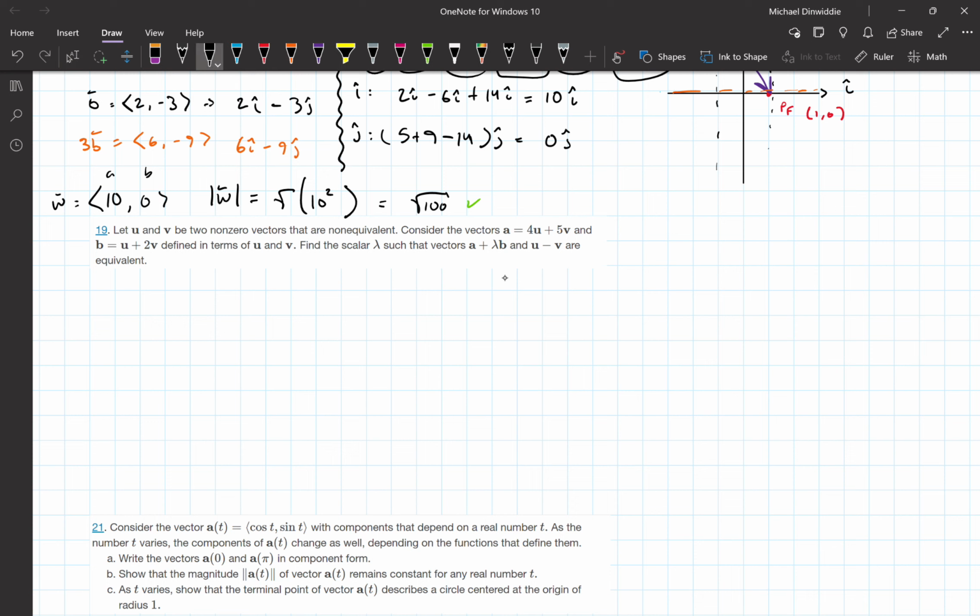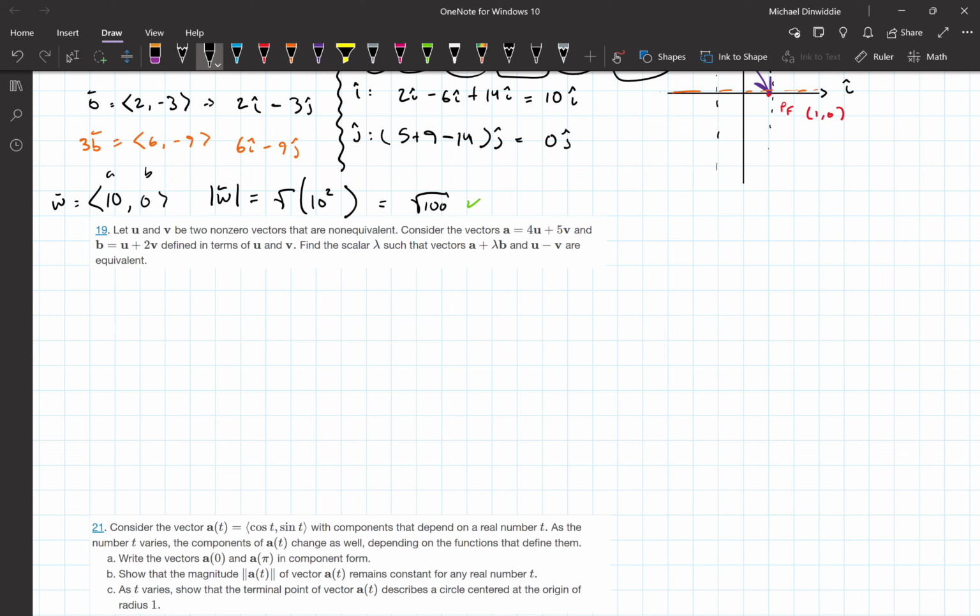This is problem number 19, and let's read this out loud really quick. Let u and v be two non-zero vectors that are non-equivalent, so they don't equal each other, and consider the vectors a is equal to, it's made up of 4u and 5v. So we don't know x and y, but we know that a has components of u and v in it. B is the same way. B equals u plus 2v. And again, all the vectors are defined just in u and v.